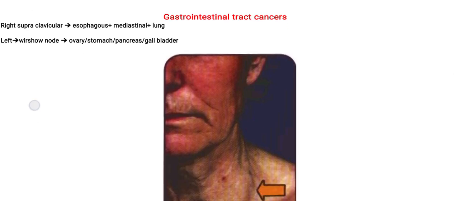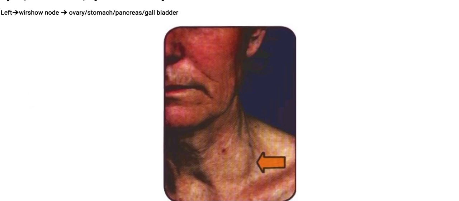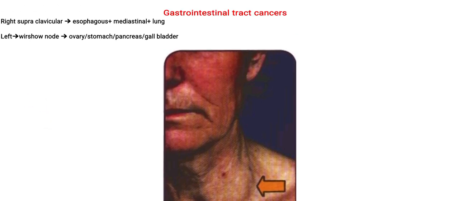Whenever such swelling comes in the exam, we have to think that these are supraclavicular lymph nodes, which can be because of esophageal or mediastinal or lung cancer. We have to rule out all these causes, and as they have mentioned, if it is right supraclavicular, then esophageal, mediastinal plus lung, these malignancies we have to rule out.